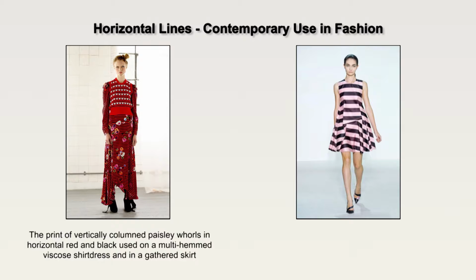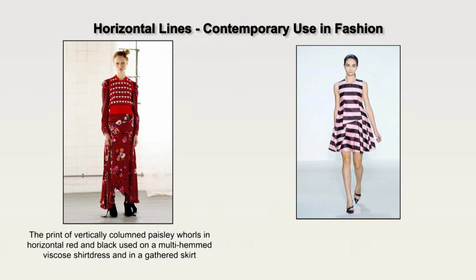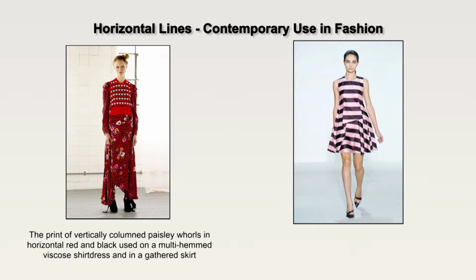Yet another example of stripes, but used in a completely different manner. The picture on the left has the top part of the garment with lines formed in heart motifs. The asymmetrical skirt and the sleeve has black and red stripes with an all-over floral print, which makes the stripes all the more interesting. The picture on the right has soft pastel colored stripes used in combination with strong black color, giving the feminine, girly look.